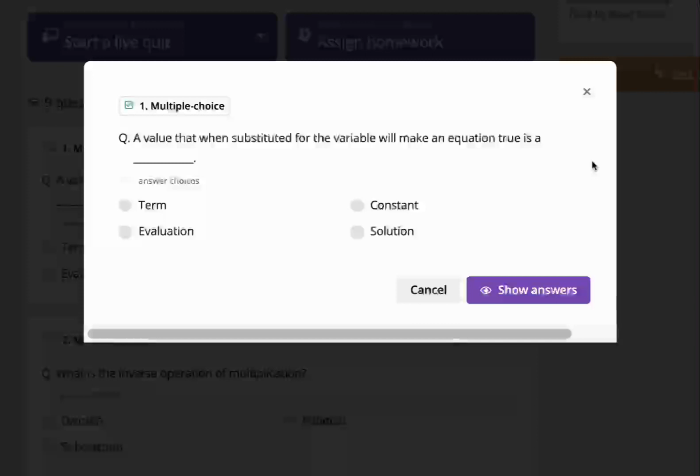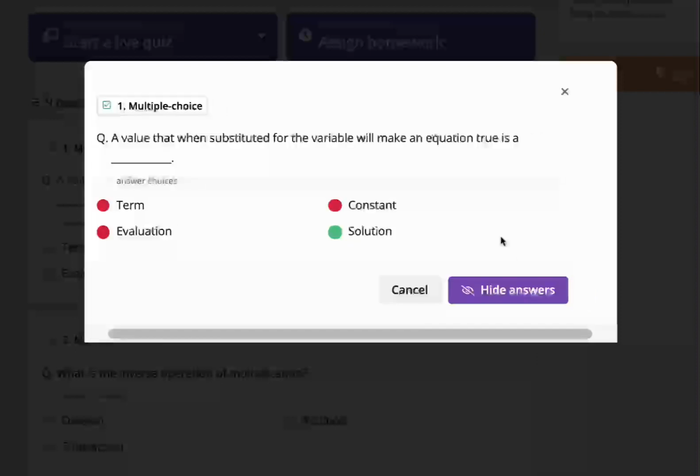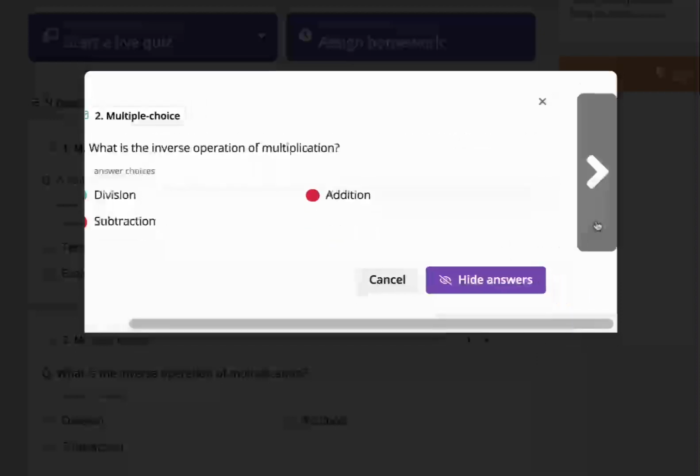Yes, teacher. A value that, when substituted for a variable, makes an equation true is a solution. Excellent. This is the definition of the solution of an equation. Okay, let's move to the next question.